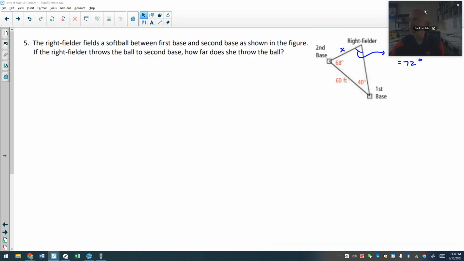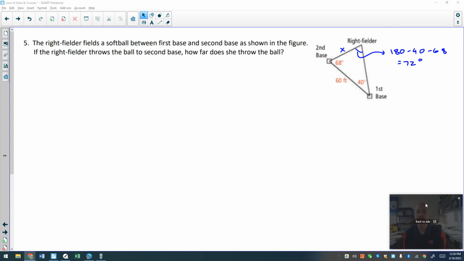And number 5, we have something of an application here. We have a baseball or a softball illustration. We have a right fielder that fields a ball that's between first and second base. So the ball goes between first and second base. The right fielder fields the ball, throws it to second. We have these measurements, and we were wondering how far did we throw that ball.